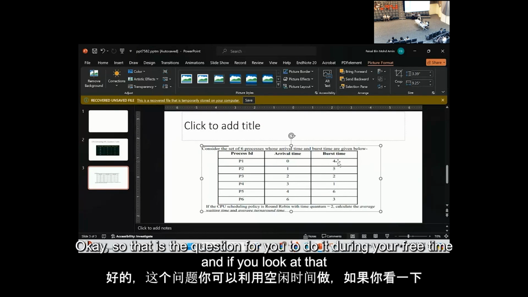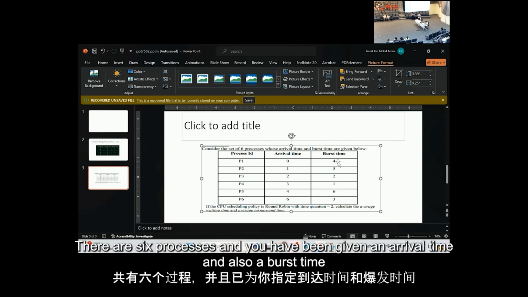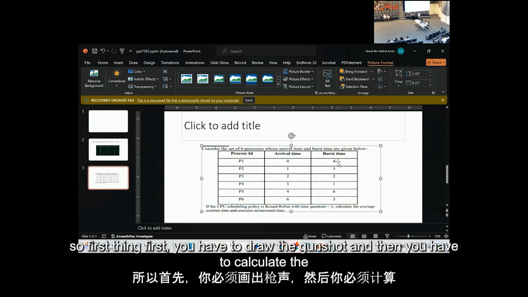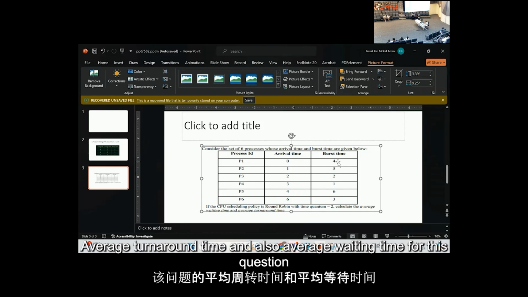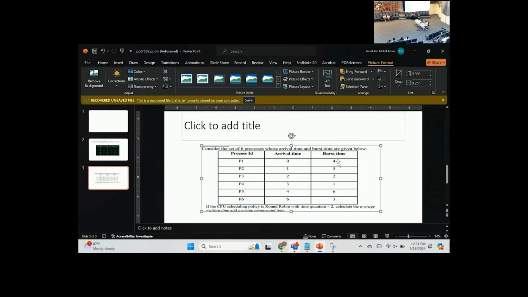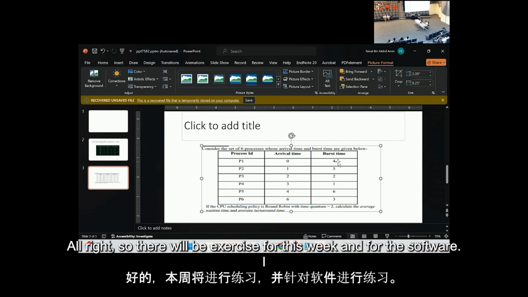Okay, so that is the question for you to do during your free time. If you look at that, there are 6 processes, and you have been given an arrival time and also a burst time. So first thing first, you have to draw the Gantt chart, and then you have to calculate the average turnaround time and also average waiting time for this question. All right, so that will be your exercise for this week.